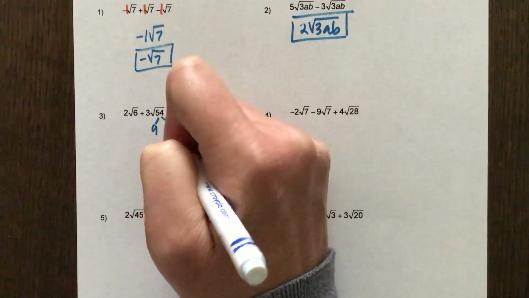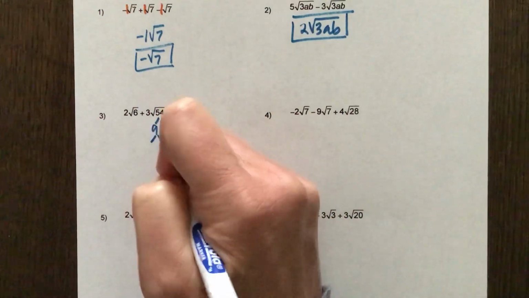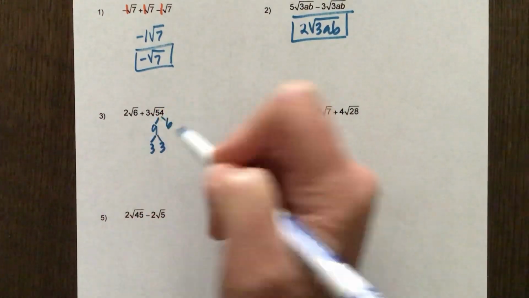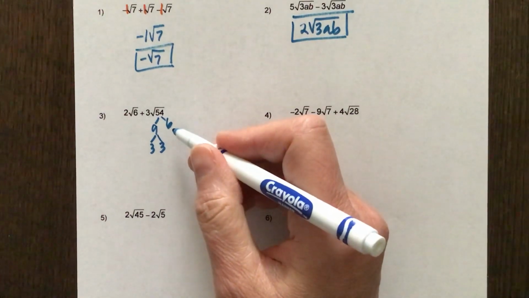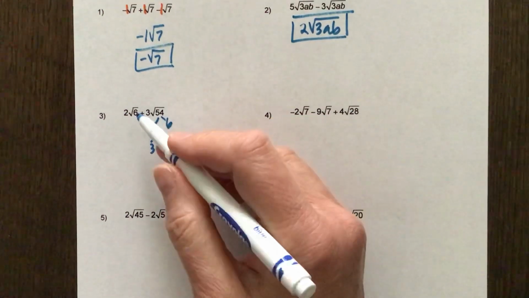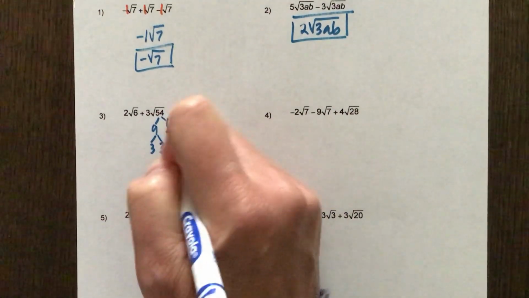That would be 9 times 6. Now, my 9 can be broken into 3 times 3. My 6 can be broken down, but I don't really want to break it down because I want that to be left because I want it to match this guy.